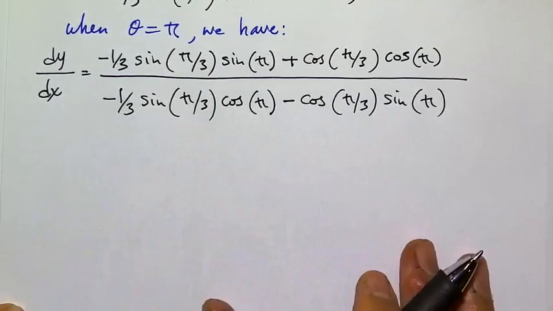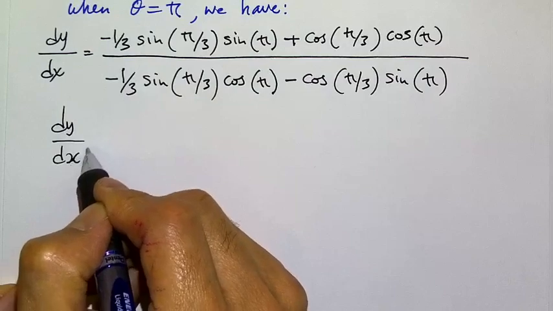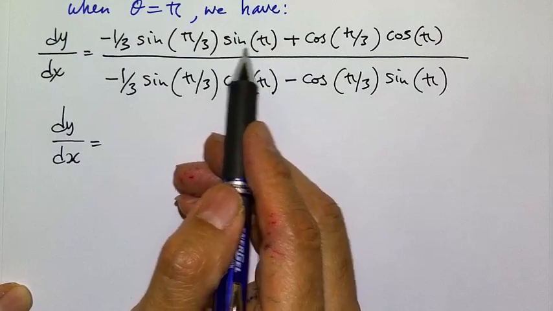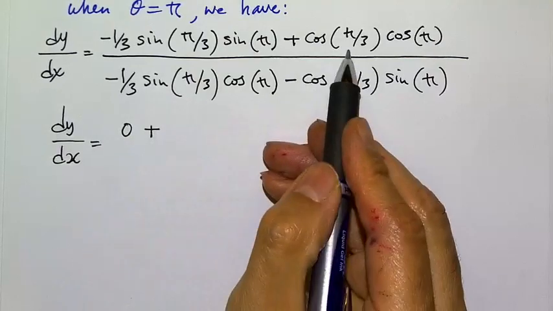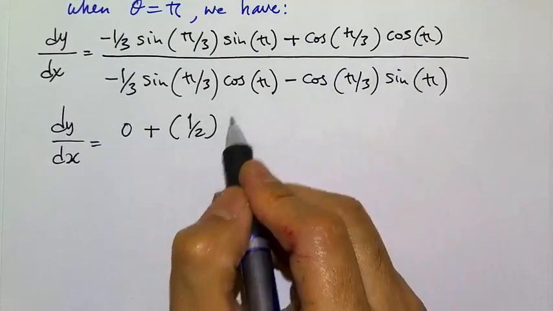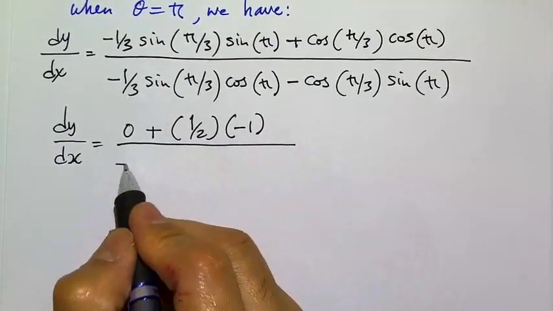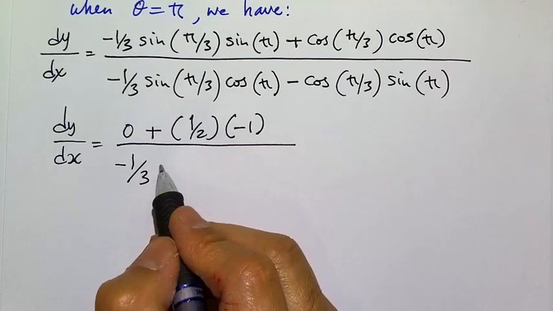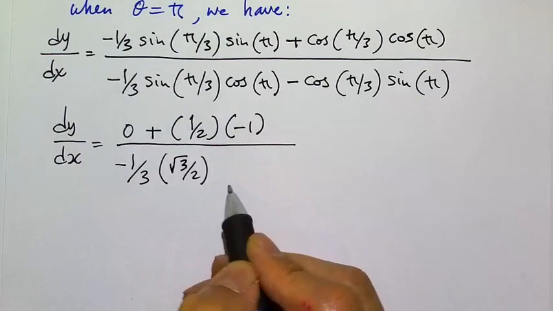Okay, so let me simplify this a little bit. So dy/dx, all of this drops out because sine of pi is 0, so we multiply by that and get 0 there, plus cosine of pi over 3 is 1/2. So cosine of pi is minus 1, minus 1/3. Sine of pi over 3 is square root of 3 over 2. In the first quadrant, that would be positive, so positive square root of 3 over 2.